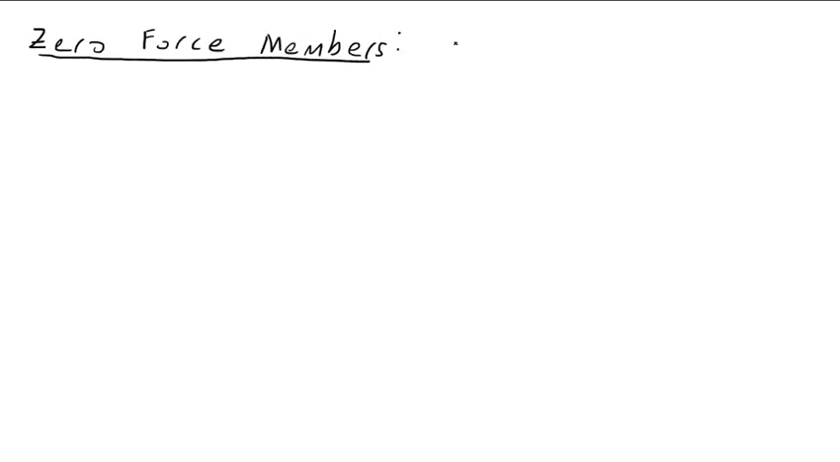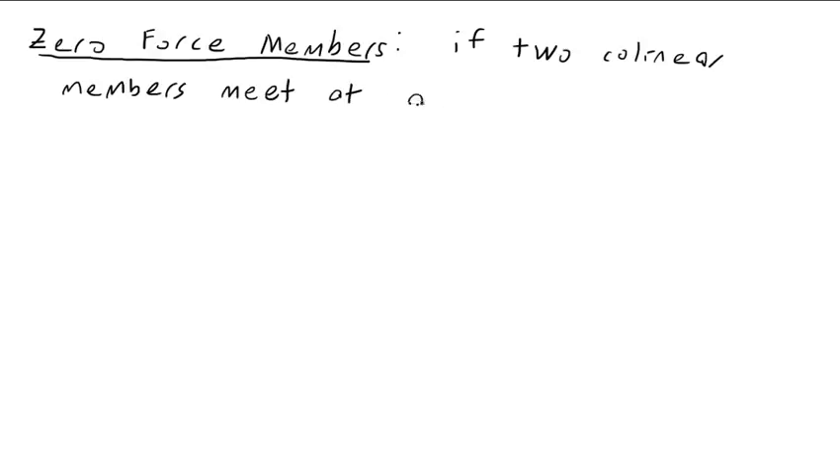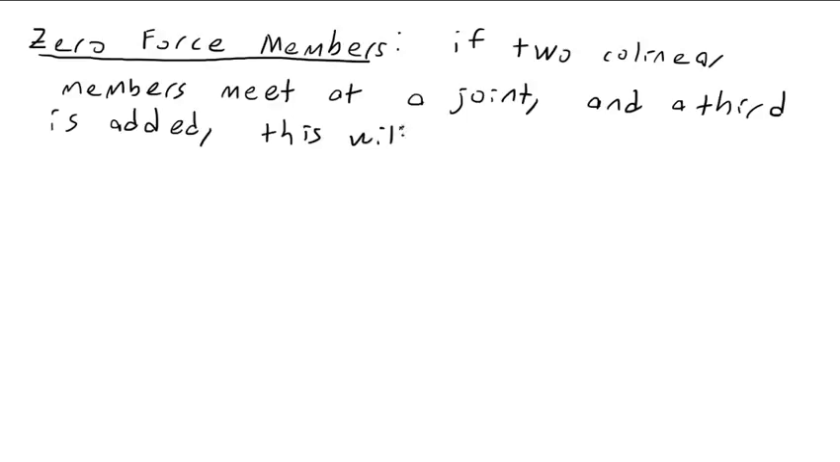Okay. Next, let's do zero force members. This is interesting to know. Zero force members: if two collinear members meet at a joint and a third is added, this third will have zero force if no other forces are applied.